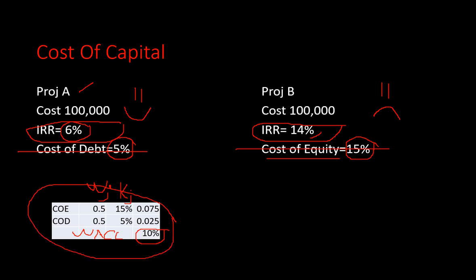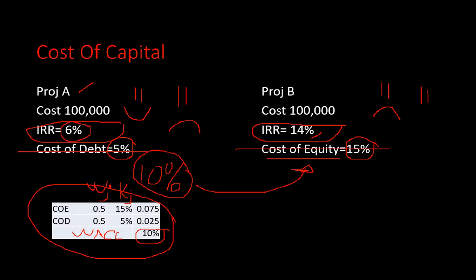Imagine, instead of using 5%, what if you used 10%? Compare that with 6%. Are you going to accept this project? The answer will be no. This one will be rejected. And if you use 10% to evaluate this project, compare that with 14%. Are you going to accept this project? The answer is yes. By using the weighted average cost of capital, you ended up accepting a project that has a higher return.